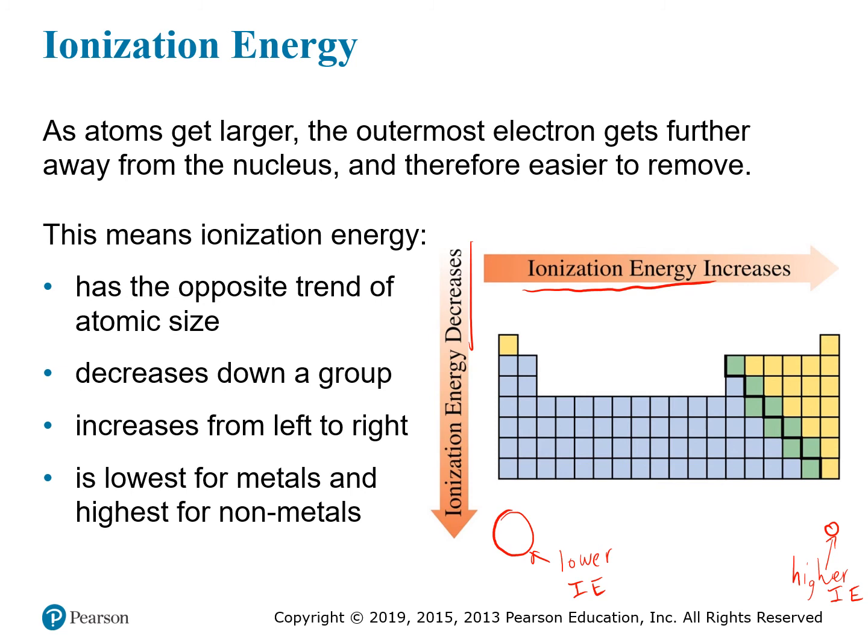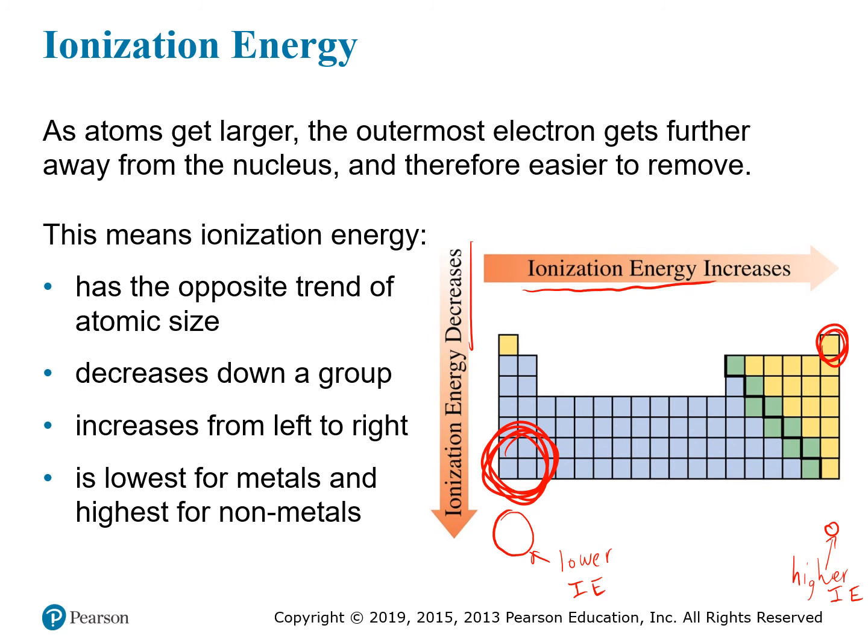It's because the size of the atoms decreases as you go across the periodic table, across a row in the periodic table. So ionization energy has the opposite trend to atomic size. The bigger the size, the smaller the ionization energy. Decreases going down a group, and it increases from left to right. So what this means is that the elements that are down here are going to have the lowest ionization energy. And these are the metals. The elements that are up here are going to have the highest ionization energy. Those are the nonmetals. Okay?